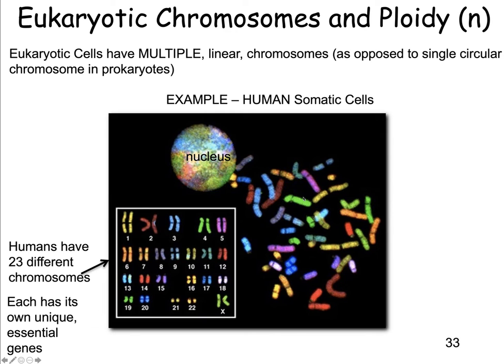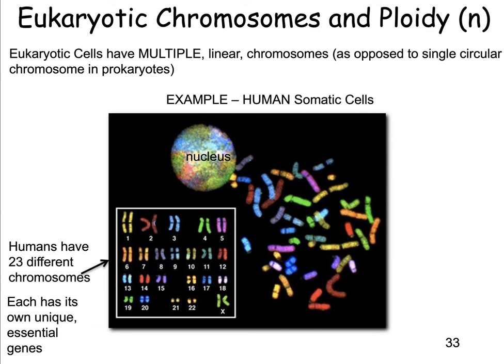And in fact, humans have 23 different chromosomes, and each of those chromosomes has its own unique essential genes. Okay, so for example, on chromosome 1, you might have a gene for eye color. On chromosome 10, you might have a gene for hair color. On chromosome 14, you might have genes for skin color. On chromosomes 16, 8, and 4, you might have genes for height. And so each of these chromosomes has its own unique combination of essential genes.